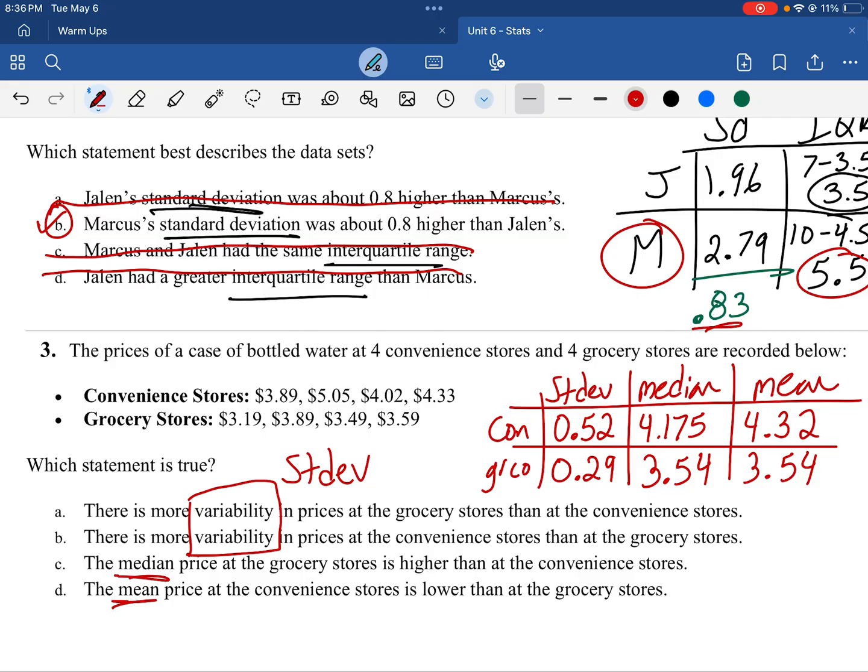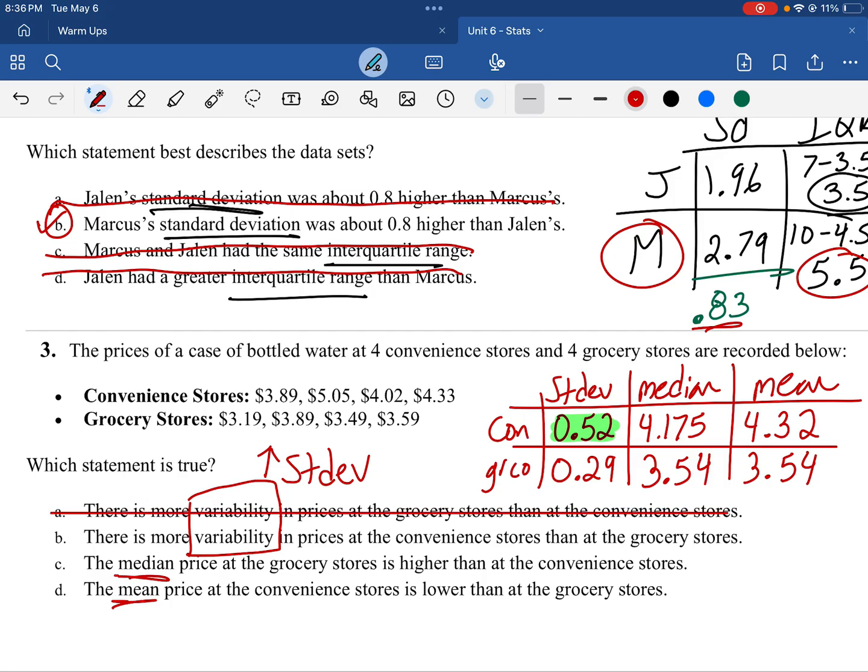So what we just need to do here is go through each answer and see which one is correct. So it says there is more variability in prices at the grocery store than the convenience store. So this is talking about a higher standard deviation. Well, we look right here. The convenience store has the higher standard deviation. So we know A cannot be correct.